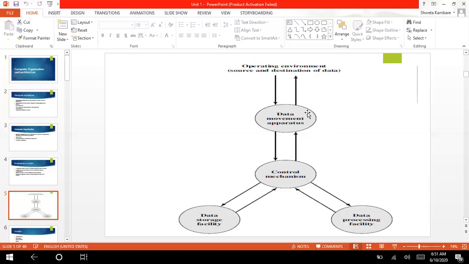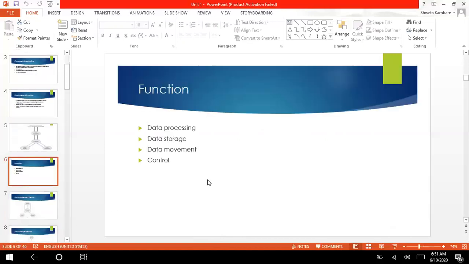See, this is the data movement apparatus. Here is your control mechanism. This is a data storage facility, and this is a data processing facility. So this control mechanism, it's more like the brain of your computer, which controls each and everything. So you can see that this control mechanism controls everything. It controls the data movement apparatus, it controls the data storage facility, it controls the data processing facility.